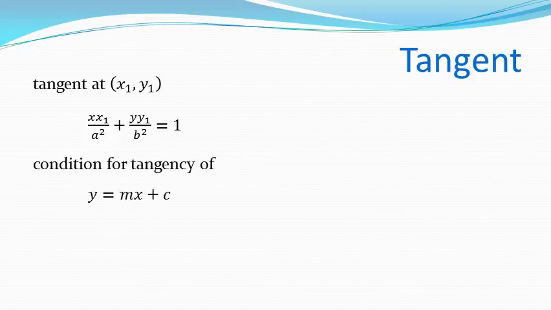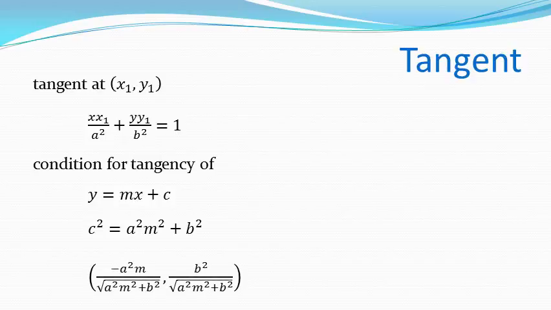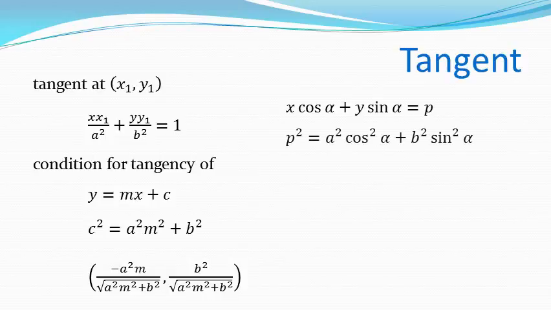The condition for tangency: if the line is y equals mx plus c, then this line would be a tangent to the standard ellipse under this condition. c squared is equal to a squared m squared plus b squared, and it would be a tangent at this point. Now if the line is given in this form, x cos alpha plus y sin alpha equals p, then this line would be a tangent to the standard ellipse under this condition.